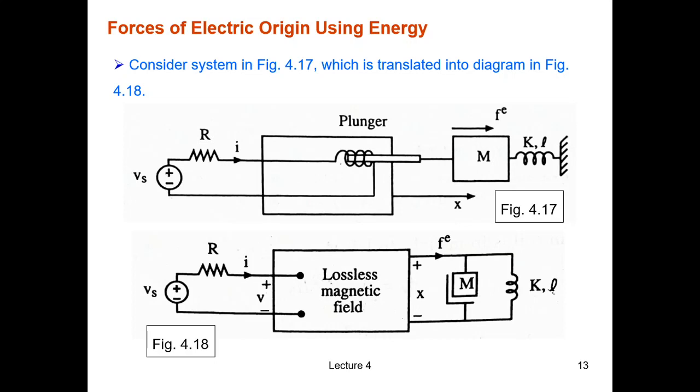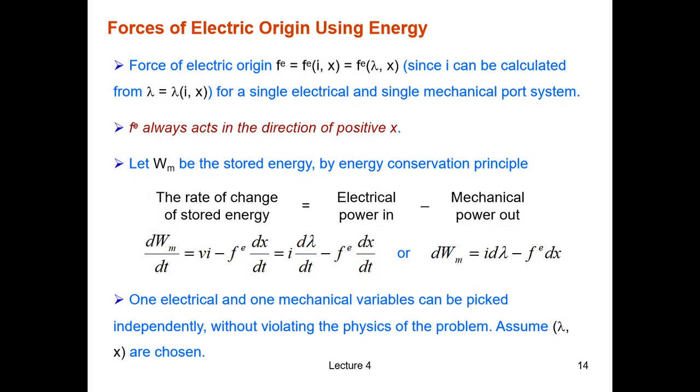4.18 here. So we have the internal resistance of the coil combined into this R. So here we will say we have a lossless magnetic field, and using that magnetic field we can create the force that can move the mass around, and the displacement is x, okay. On the other side, we also have some force from the mechanical elements. So we have the spring with the stiffness k and the length L here, okay.